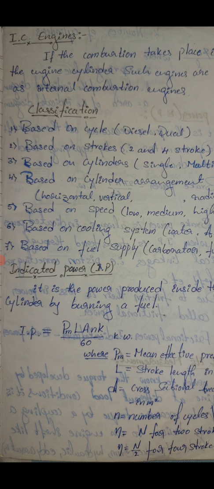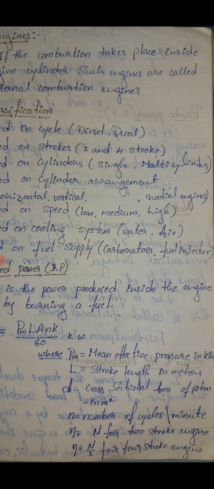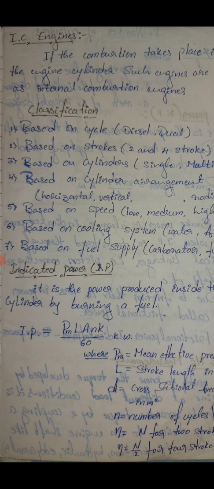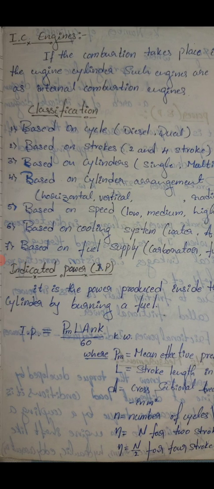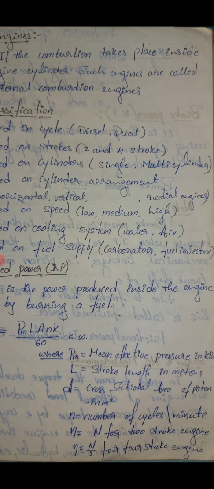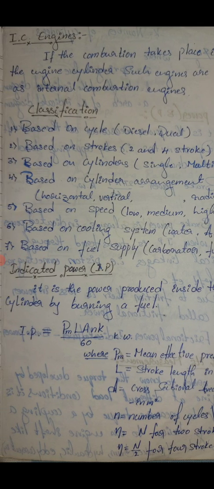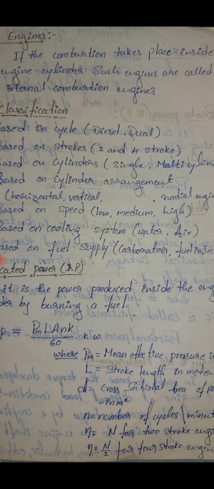Next we have based on the cooling system. So we have water cooled and air cooled engines. This means the engine has to be cooled, because it gets heated up. Externally it will be cooled, not internally. Externally we will have water jackets where the water will be circulating external to the engine. Such engines are called water cooled engines.